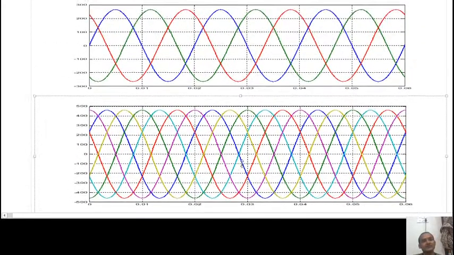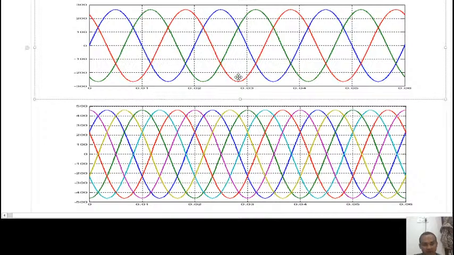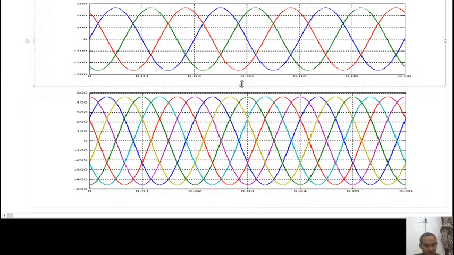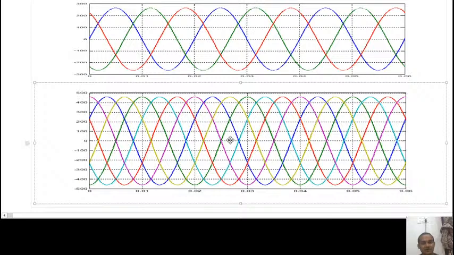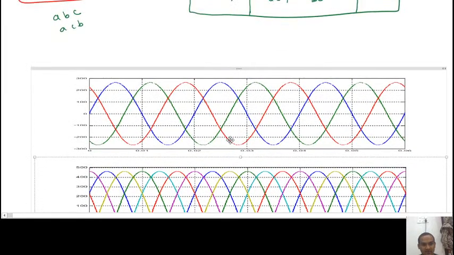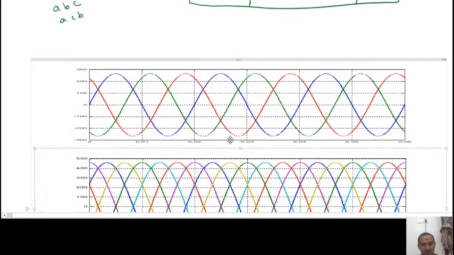Here, please don't get absorbed or lost in the waveforms, especially in this 6-phase waveform. So what do you do now? Let me hide this much portion of the waveform. I am showing only the positive half.